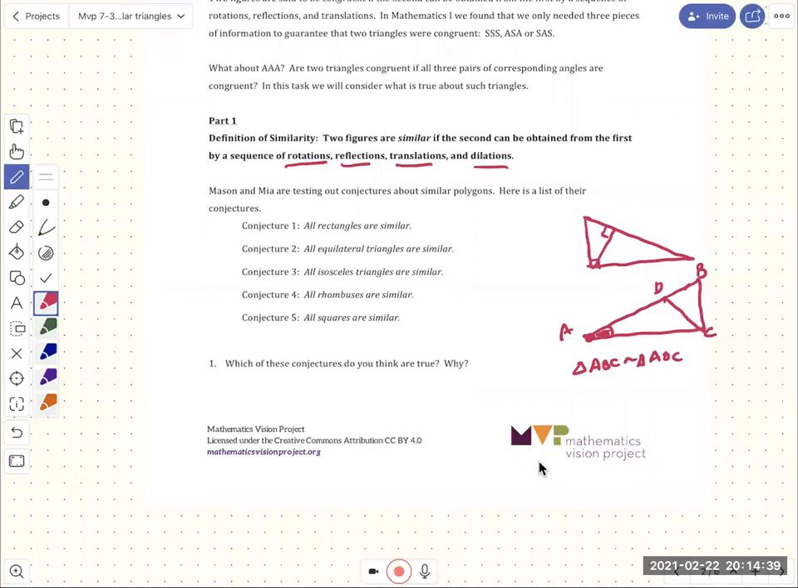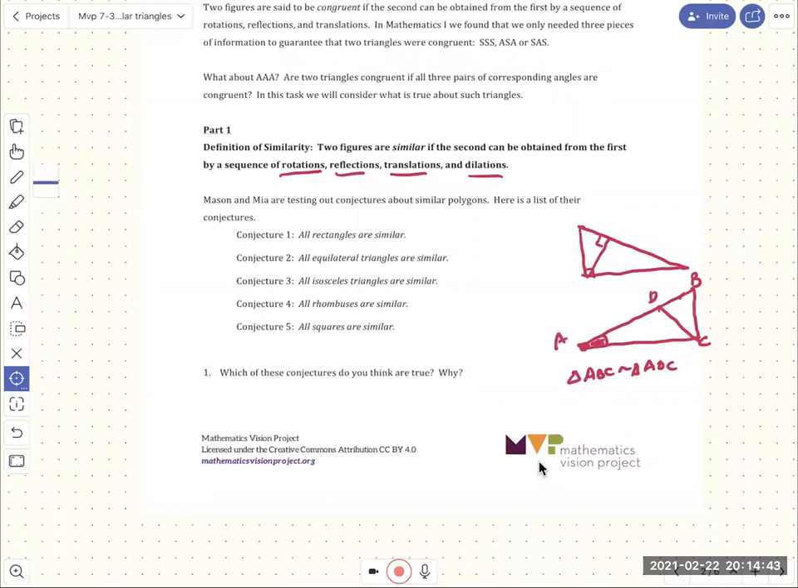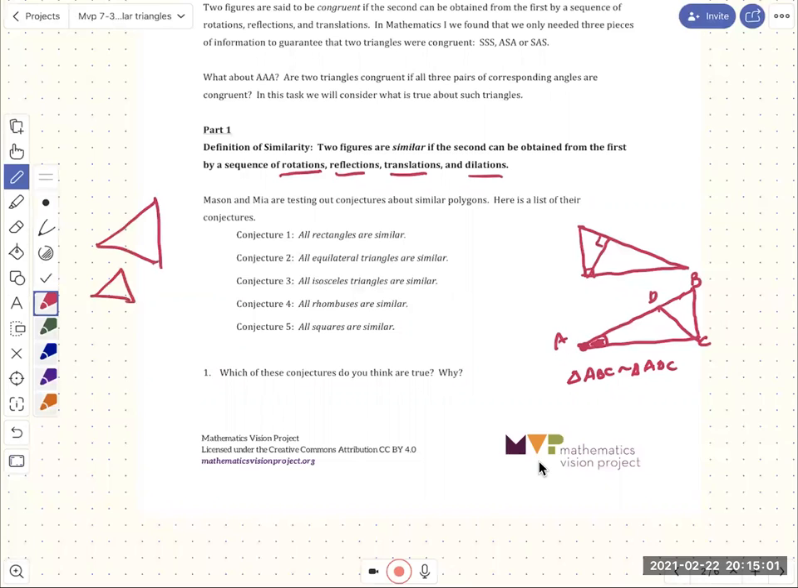So let's look at some of these conjectures. I want to think about them. Okay, so all rectangles are similar. Okay, and so what we know and what we've talked about is the idea that if we have triangles, if all the angles on a triangle are equal, then those triangles are similar. So for example, all equilateral triangles are similar, right?